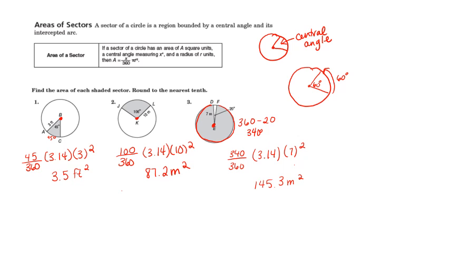So the area of a circle is pi r squared, but if we want the area of part of a circle where we know what the central angle is, then we do the central angle over 360 times pi r squared. So now you're going to do 1 through 6, and then 8 through 10, and then 4, 5, and 6.